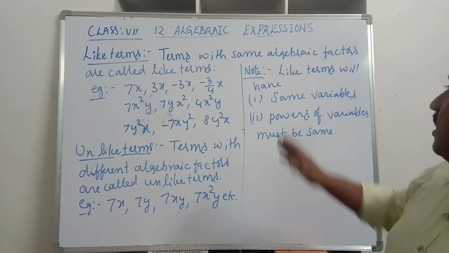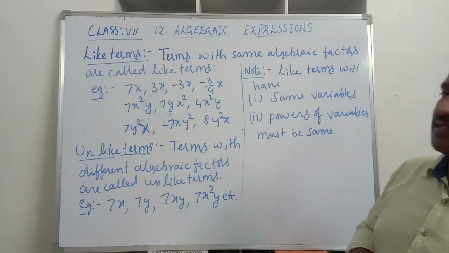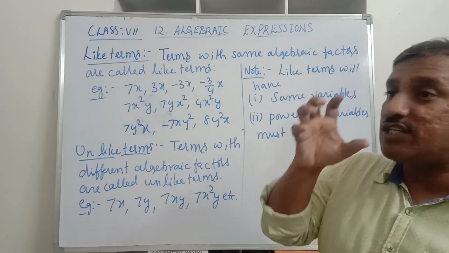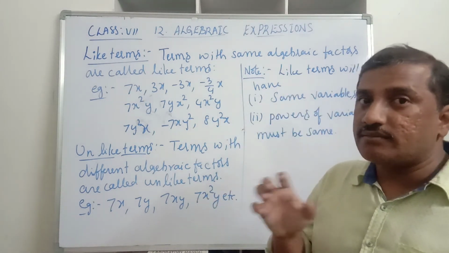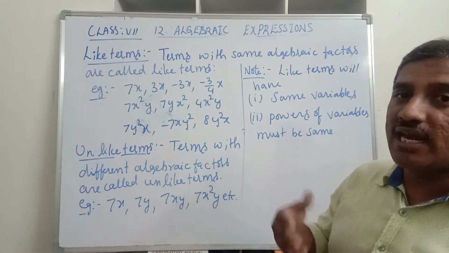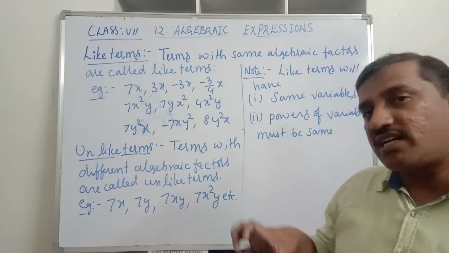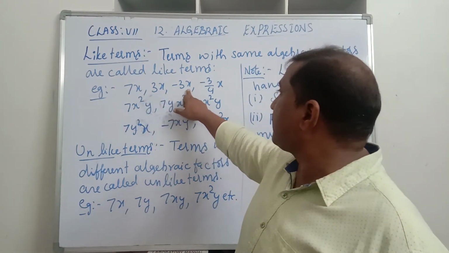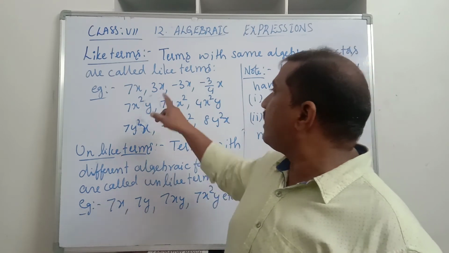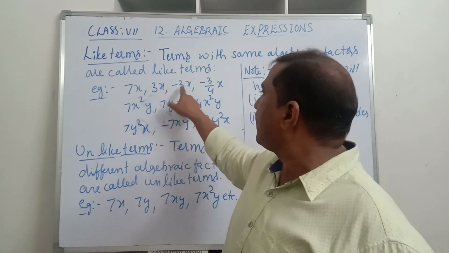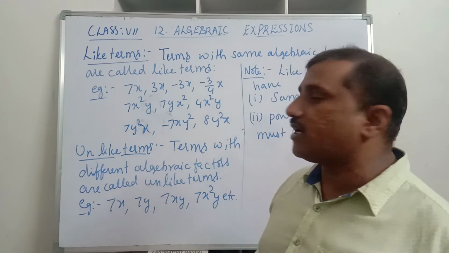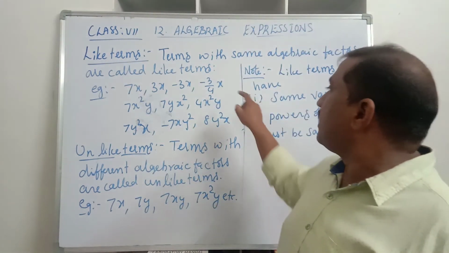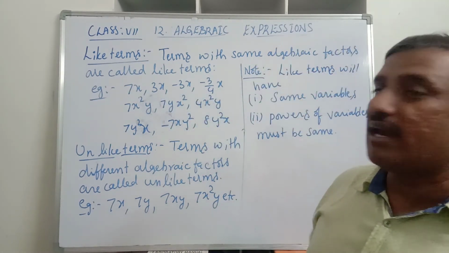Now what are like terms? Terms with the same algebraic factors are called like terms. They may have different numerical coefficients, but the algebraic factors should be the same. Example: 7x, 3x, minus 3x, minus 3 by 4 x. Here what is the variable? x, x, x, x. We have 4 terms, and in all 4 terms the algebraic factor is x. That is the same. That's why these 4 terms are known as like terms.